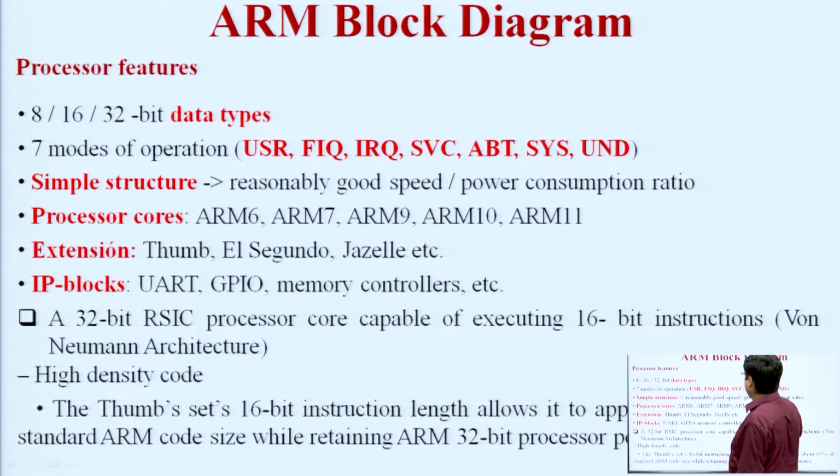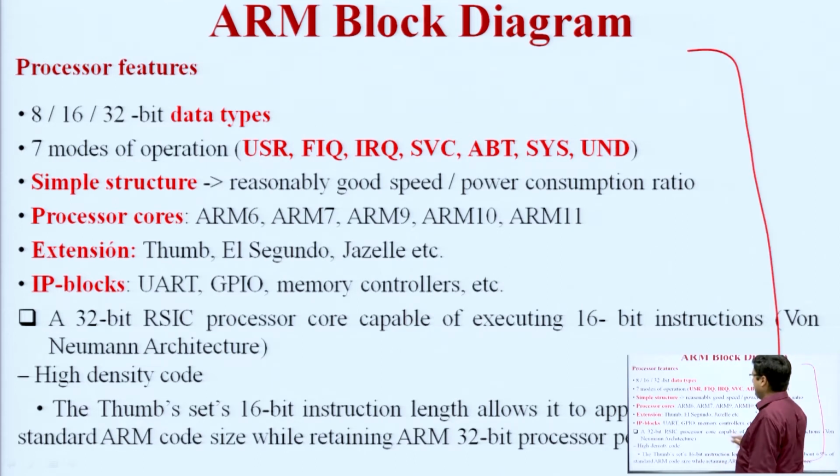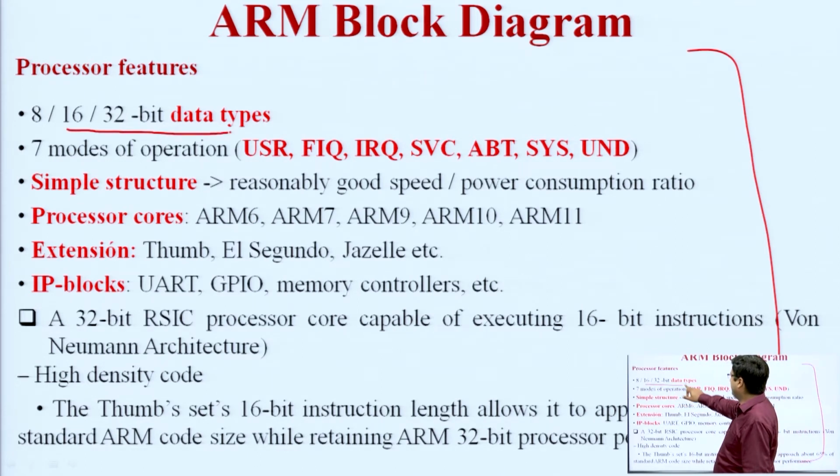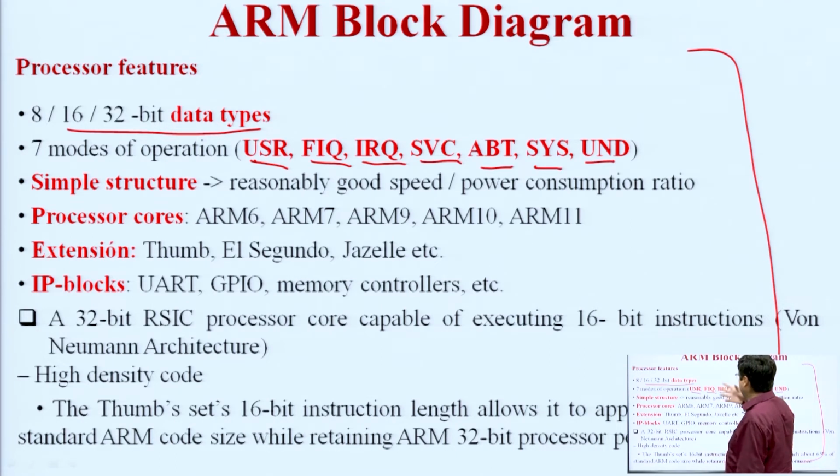These are more processor features. It has 8, 16 or 32-bit data types. It has 7 modes of operation: USR, FIQ, IRQ, SVC, abort (ABT), system (SYS), and UND. In further slides we will see more explanation of these modes of operation.